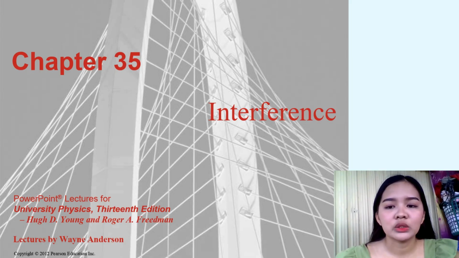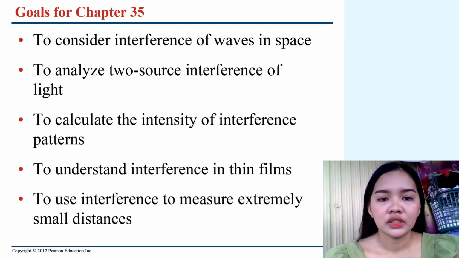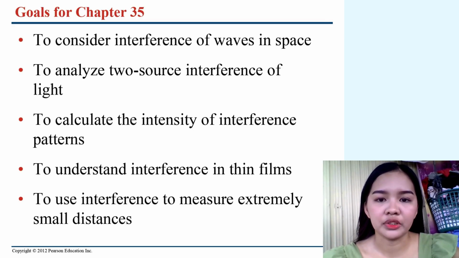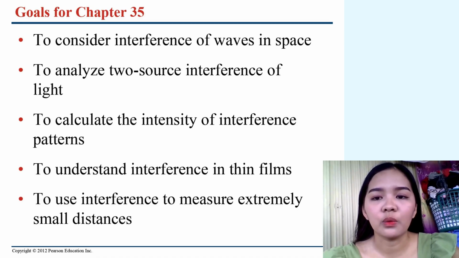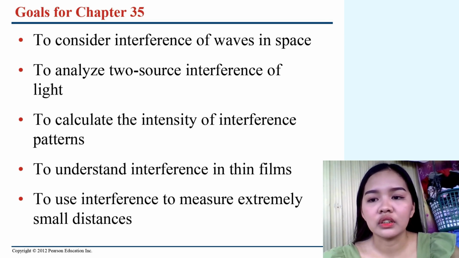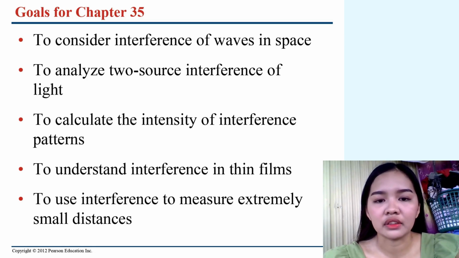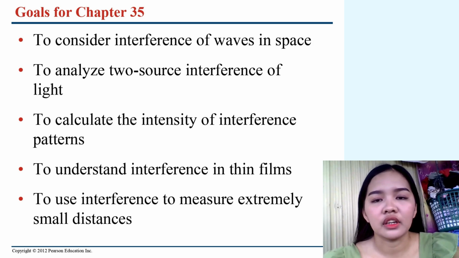This explains many color effects we see every day, and it forms the basis for precision measurement tools used in science and engineering. Here is what we learn in this chapter. First, we'll look at how waves interact when they travel through space and overlap. Then we'll focus on the classic two-source interference experiment, called Young's double-slit experiment. This is the experiment that first proved light is a wave.